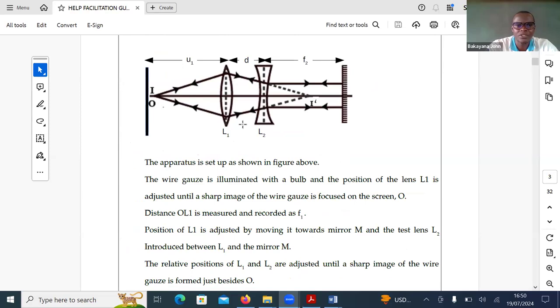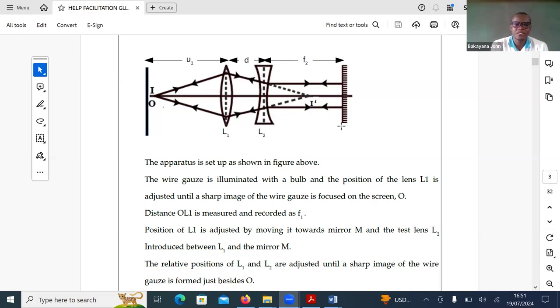our setup as shown. On the left-hand side, we have a screen. Then on the right-hand side, we have a plane mirror. Then we have a concave lens that is brought in between the convex lens and the plane mirror. Altogether, yes. So a concave lens is brought in between the convex lens or converging lens and the plane mirror.